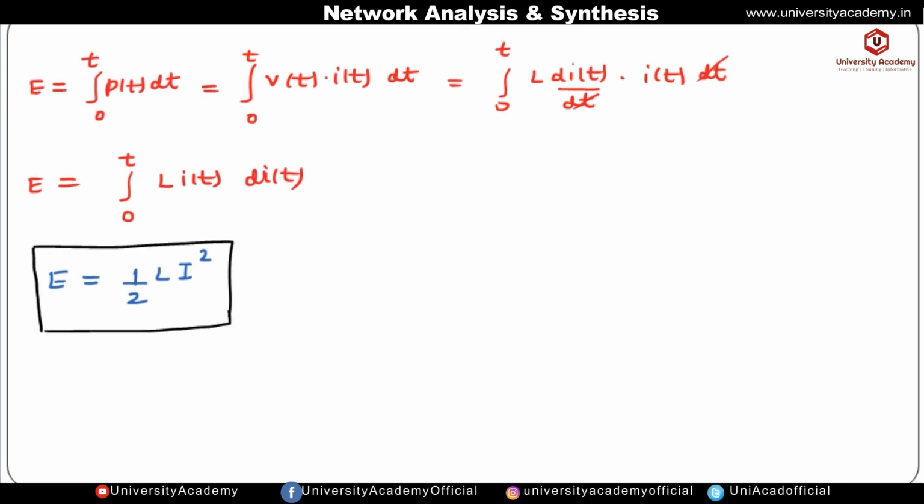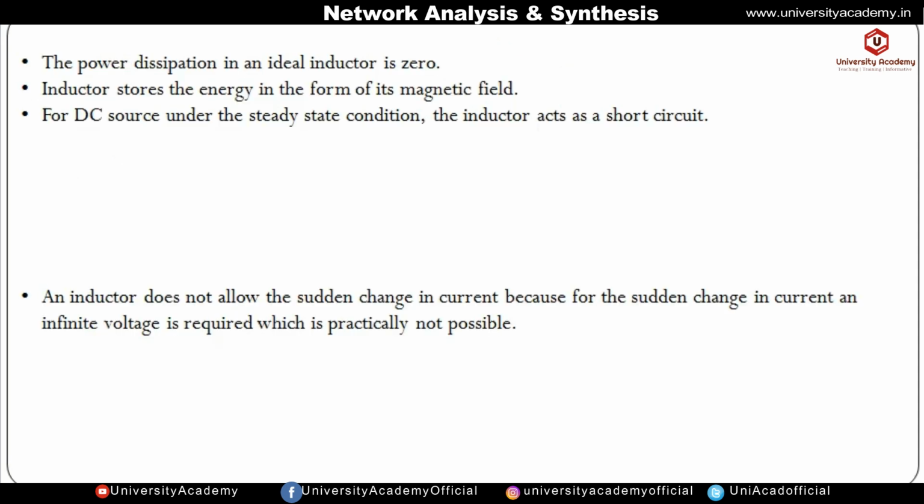So this is the amount of energy stored in the inductor, in the form of a magnetic field, given by half of L into I square. So the power dissipation in an ideal inductor is 0. We have seen that the power dissipation is 0 watt because the inductor is designed to store energy, and it stores the energy in the form of a magnetic field, and the amount of energy stored is half of L into I square.